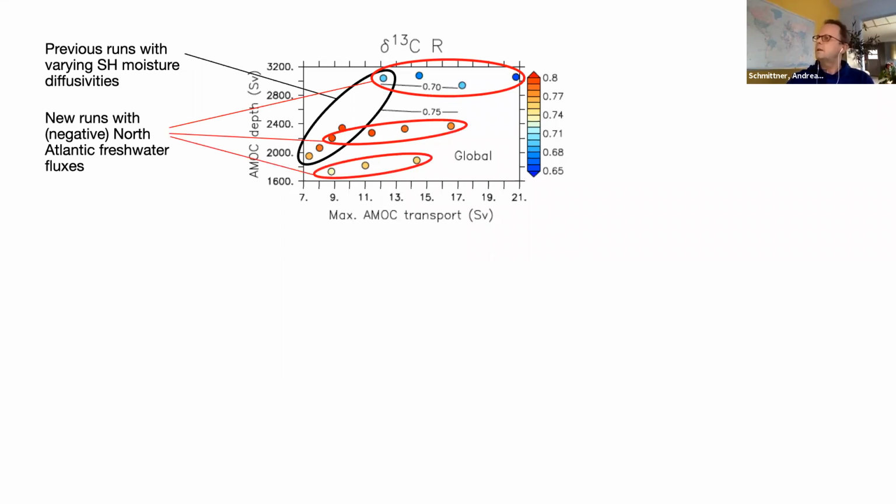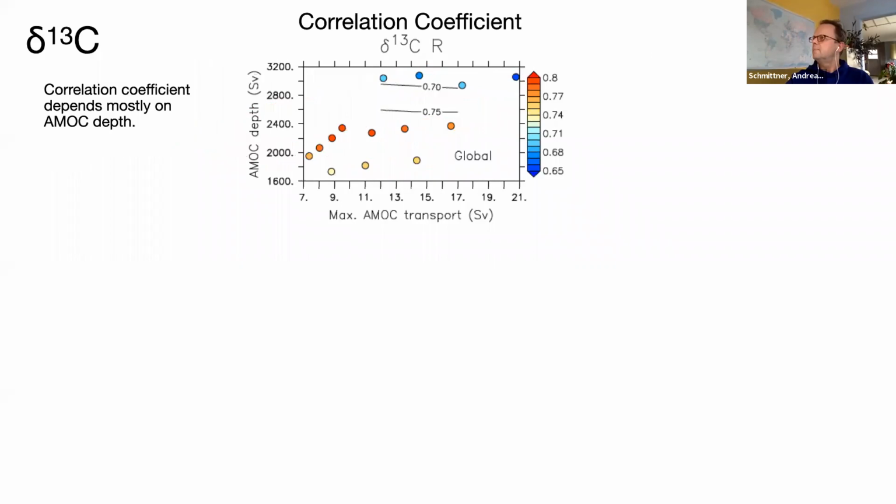And so now we can look at this whole 2-dimensional phase space here of AMOC strength versus AMOC depth, and look at those separate effects. And here's the pre-industrial just for reference. Okay, so what is shown here now is the correlation coefficient with the C13 data.